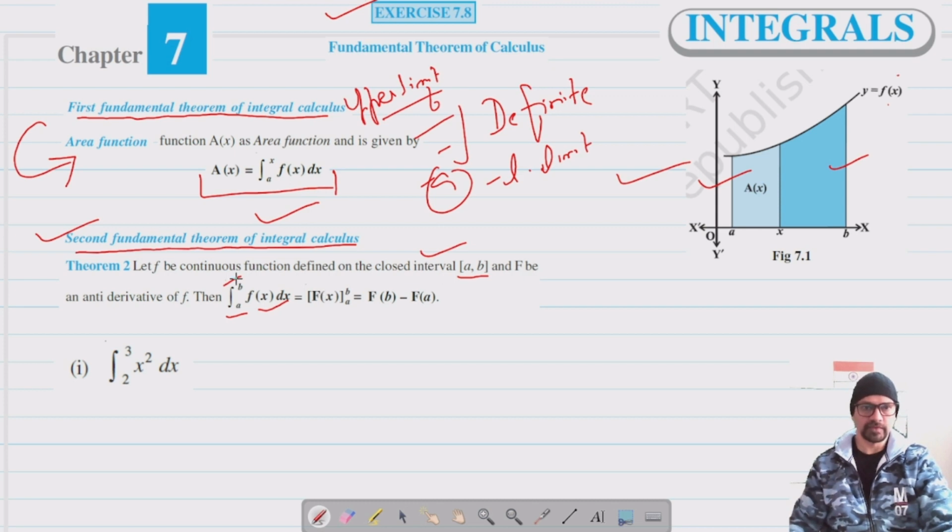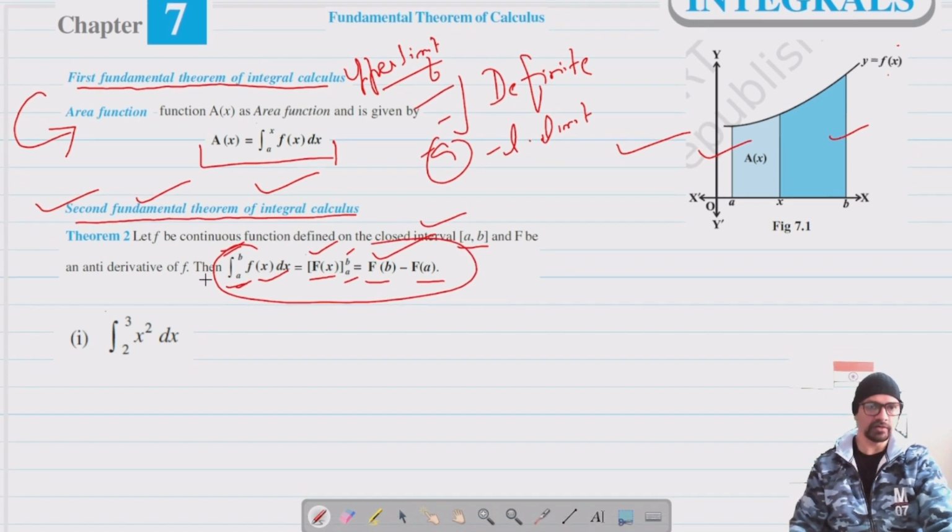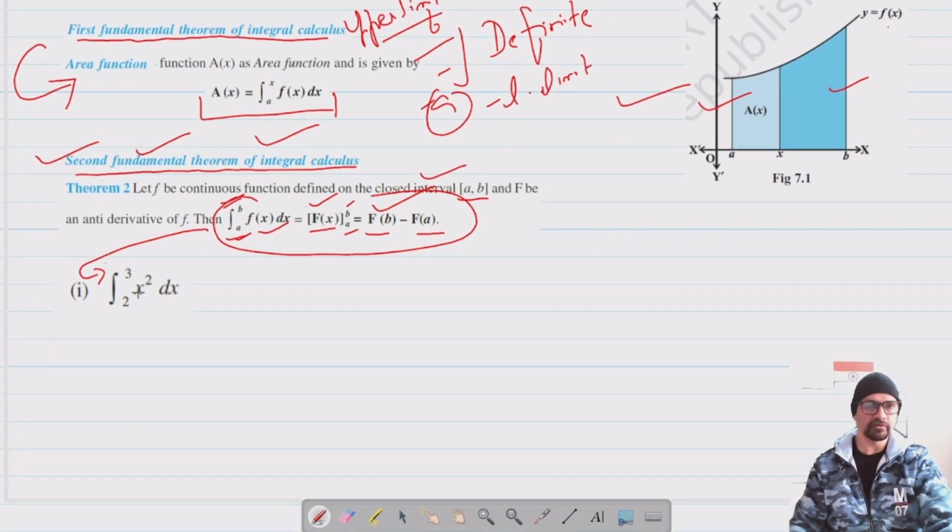And the second fundamental theorem of calculus says that the integral of the function with the lower and the upper limit is actually the anti-derivative. We have to evaluate the anti-derivative with the limits a to b, that is, f of b minus f of a. And how we are going to use this, I'm going to show you by solving this example.